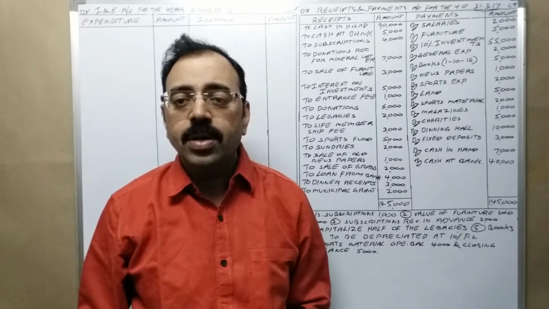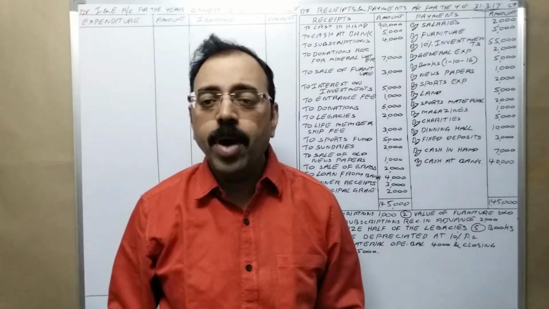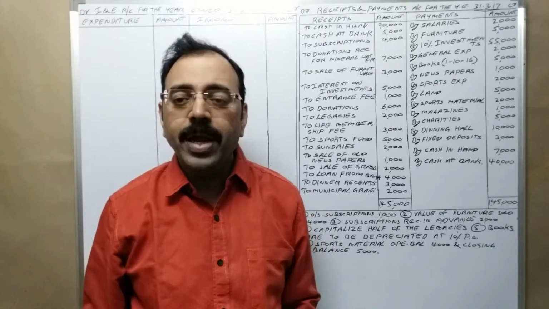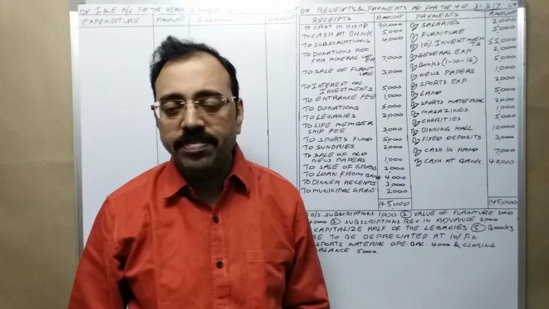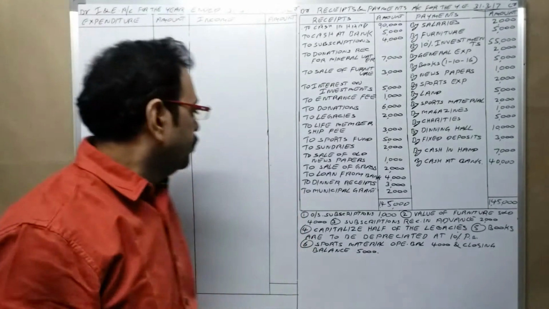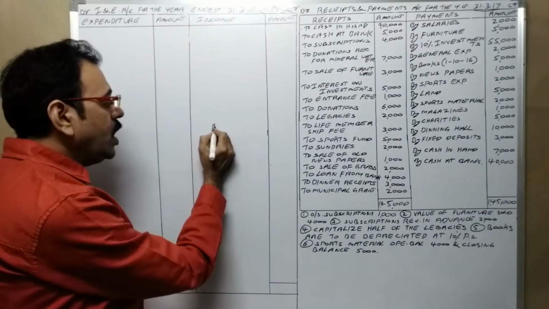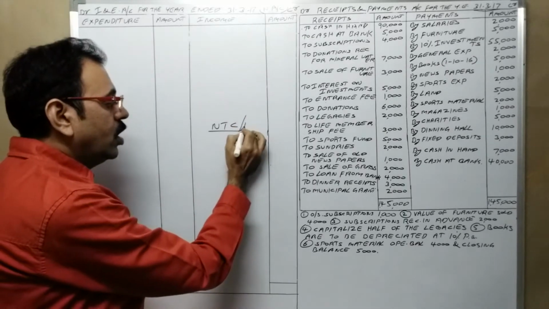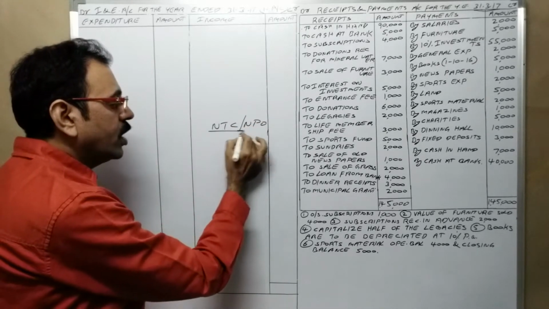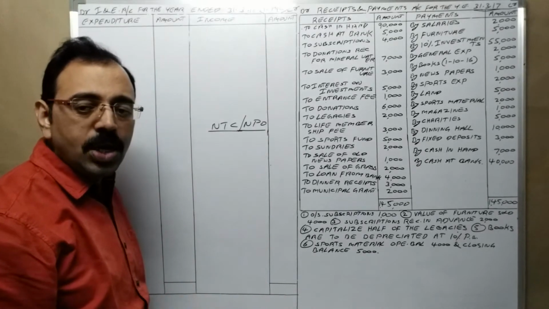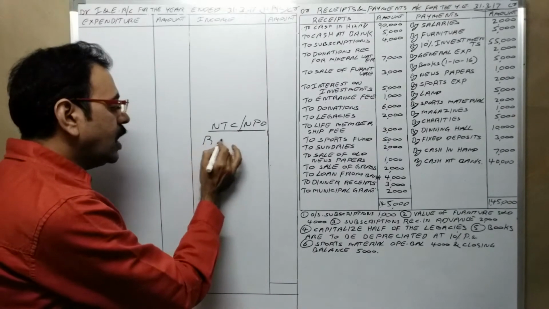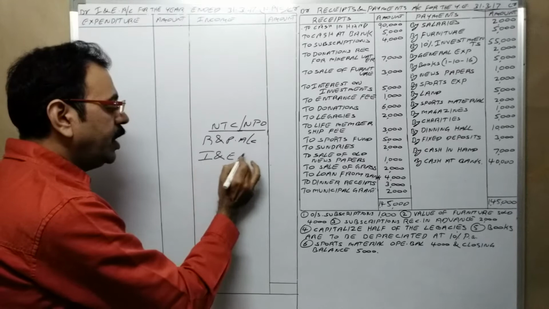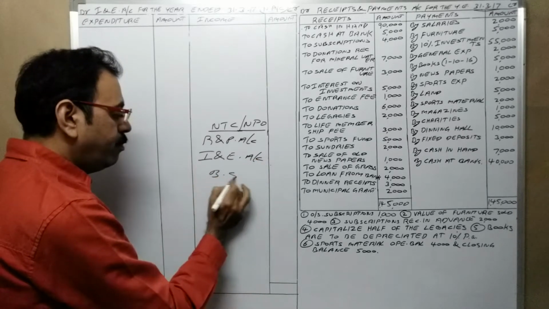Hi friends, today I'm going to explain about income and expenditure account which we prepare in non-trading concern lesson. See, the final accounts of non-trading concern or not for profit organization contain three components: receipts and payments account, income and expenditure account, balance sheet.